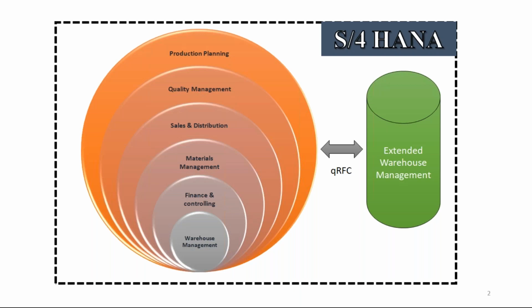Again, if I speak about outbound delivery also, we need to transfer the data from ERP to EWM as well as from EWM to ERP. In that case also, we need to use some queue. In order to generate the queue, we'll use some BAPIs. Same thing applies for production planning also.